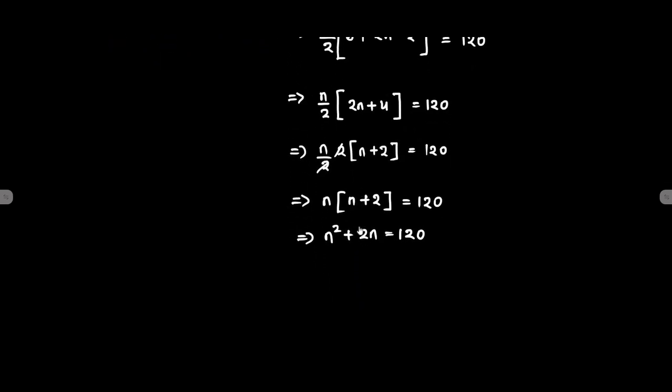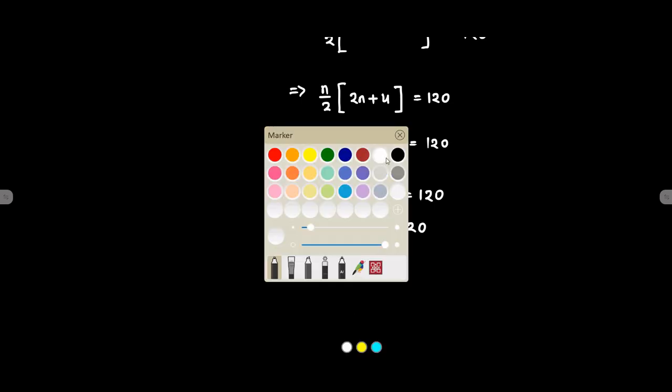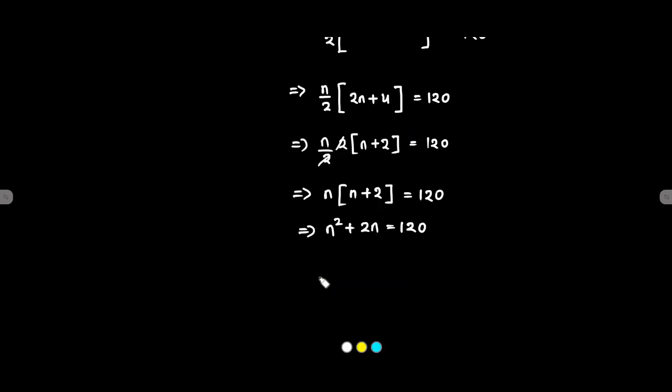So we are getting it in the format of a quadratic equation. We know how to solve quadratic equations, and there are different ways. Here it is very simple and straightforward: we will be using splitting the middle term. So n square plus 2n minus 120 is equal to 0. We have to split the middle term in such a way that the sum of those split terms is equal to 2, and the product is equal to minus 120.